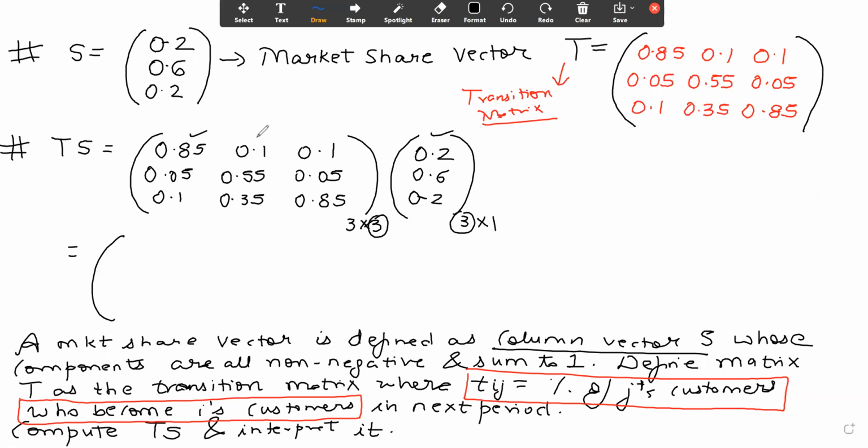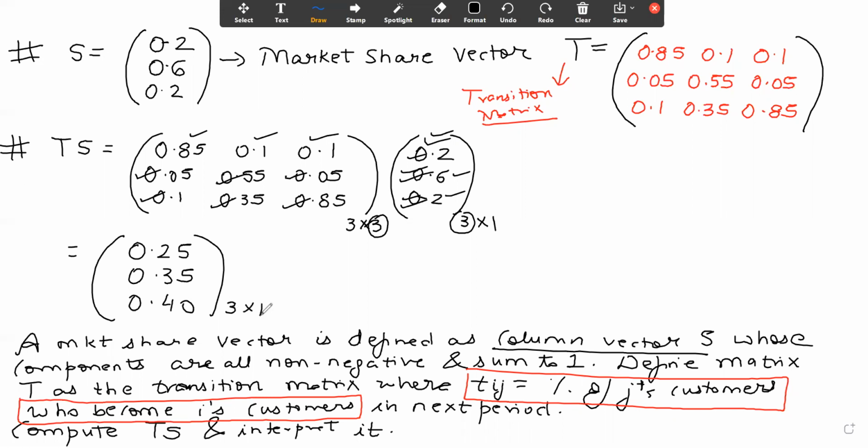This into this plus this into this plus this into this. What will we get? You can work it out. We get 0.25, this into this plus this into this plus this into this, 0.35, this into this plus this into this plus this into this, 0.40. You can see clearly it's a 3 cross 1 matrix.